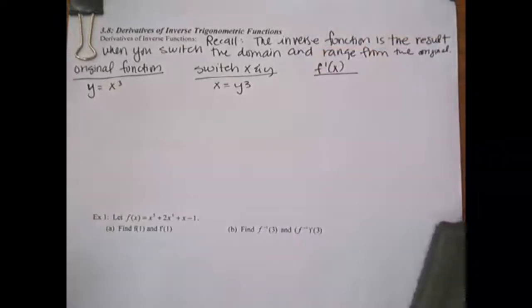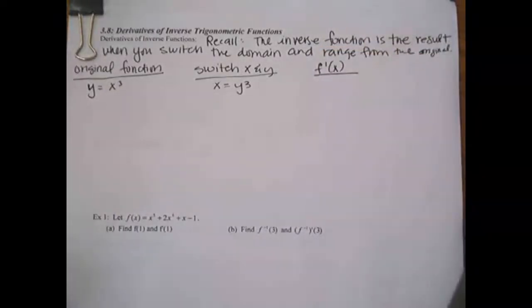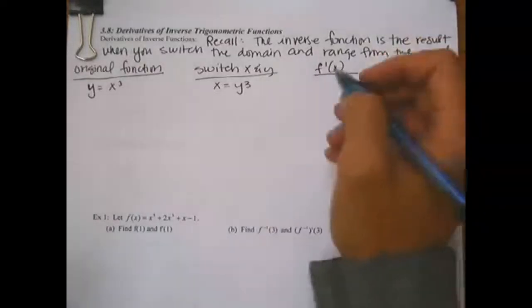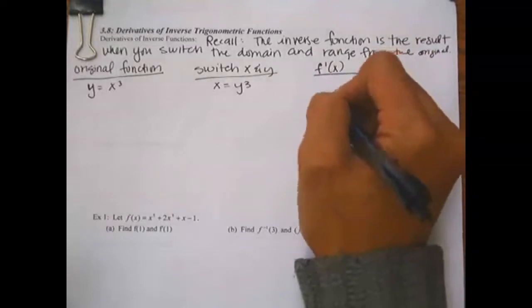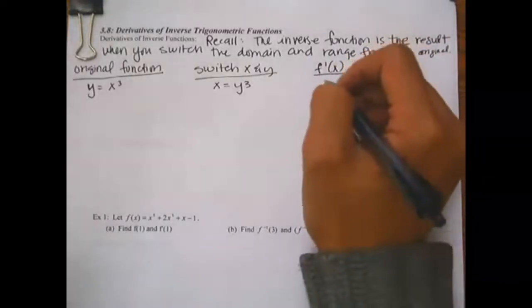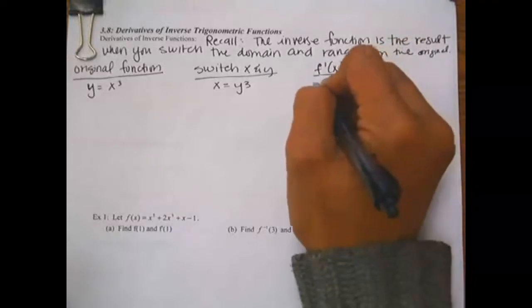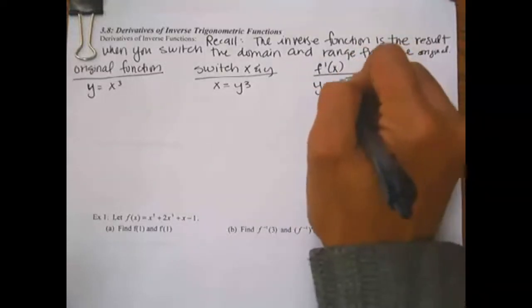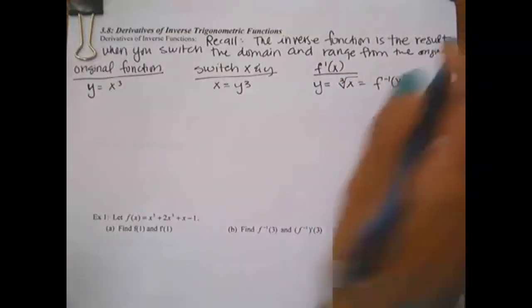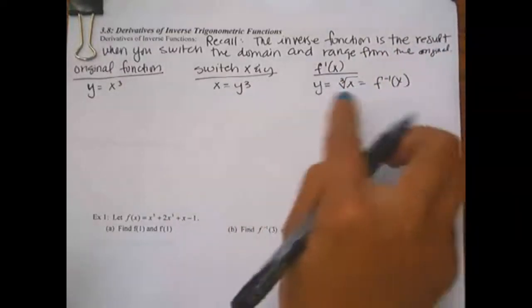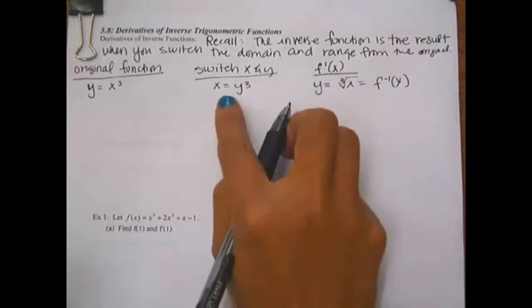In basic math classes, normally we like to write the function in terms of x, so we normally want to solve for y, because we want y equals. When we solve for y, we take the third root of both sides. So y equals the third root of x. This is really our inverse, so this is equivalent to that.